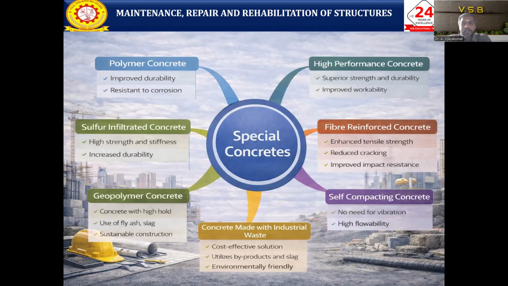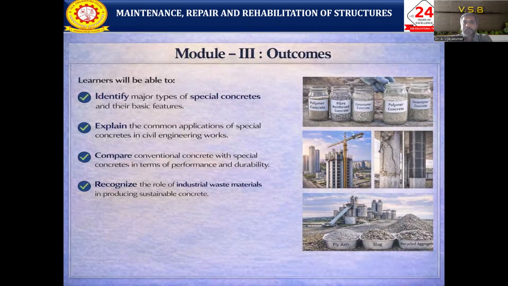We have discussed self-compacting concrete, so there is no need for vibration; it can flow by itself and fill the voids, with high flowability. Finally, we have discussed concrete made with different industrial waste. It is a cost-effective solution, utilizes byproducts and slag, and is environmentally friendly. So this is what was discussed in module 3 for special concretes.